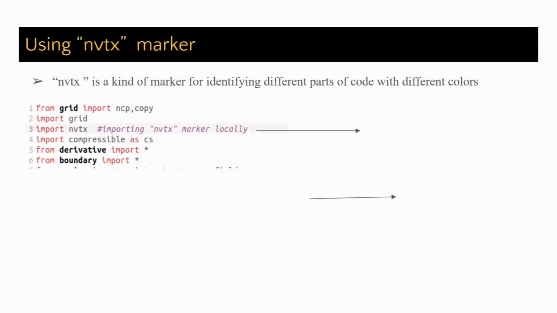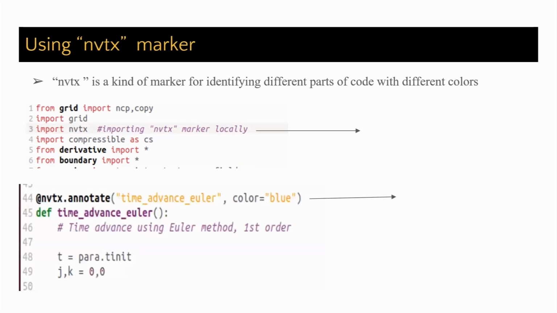Now we'll do it using NVTX markers. First we have to install via pip install NVTX. Then we are importing NVTX locally in each code, and we are also importing the NVTX marker in each code, and we have also annotated the NVTX marker before each function. Like here I have used the NVTX annotation before the time advance Euler function, and I have colored it blue. So in the profiling part, we will see that the blue color is used for time advance Euler.